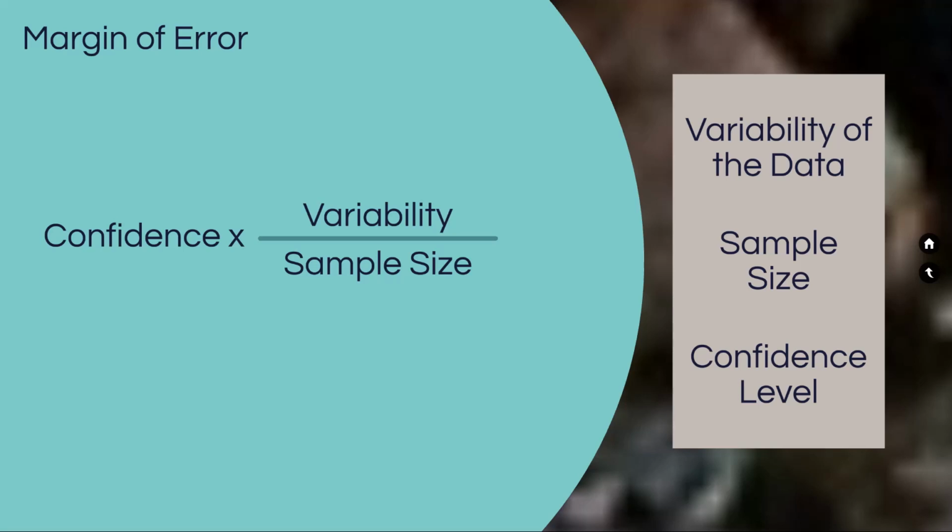Where this number comes from, you don't need to worry about it now unless you want to read more into it, but we would just multiply the ratio of the variability to sample size by our confidence level. And this number is our margin of error.